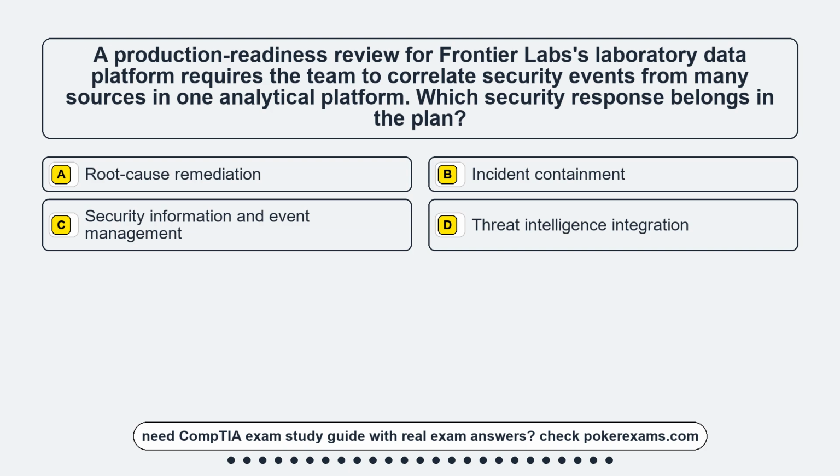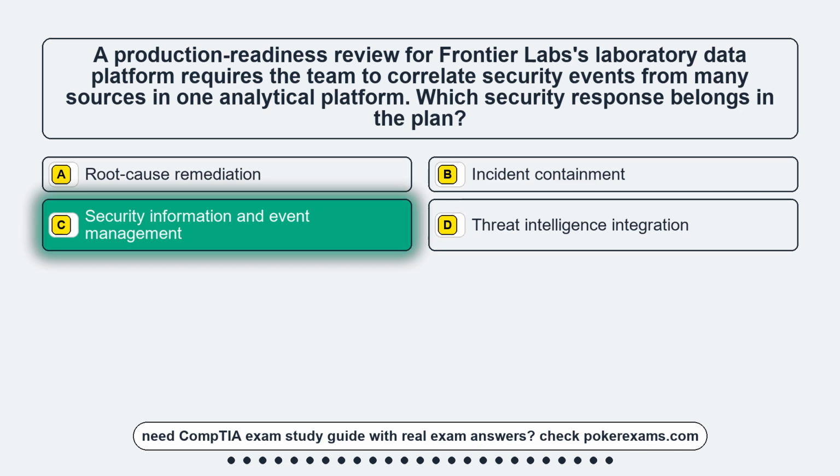Question 20. A production-readiness review for Frontier Labs' laboratory data platform requires the team to correlate security events from many sources in one analytical platform. Which security response belongs in the plan? Option A, root-cause remediation. Option B, incident containment. Option C, security information and event management. Option D, a threat intelligence integration.